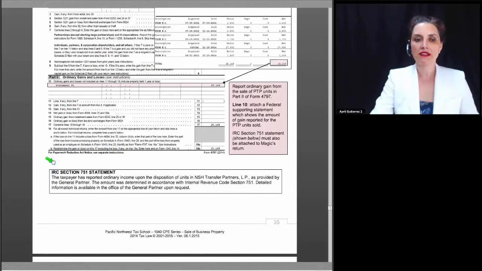There's also this rule that says when you do a reporting in this way that you're supposed to attach a statement. It's a Section 751 statement, which reads, the taxpayer has reported ordinary income upon the disposition of units in MSH Transfer Partners LP as provided by the general partner. The amount was determined in accordance with the Internal Revenue Code Section 751, and detailed information is available in the office of the general partner upon request.